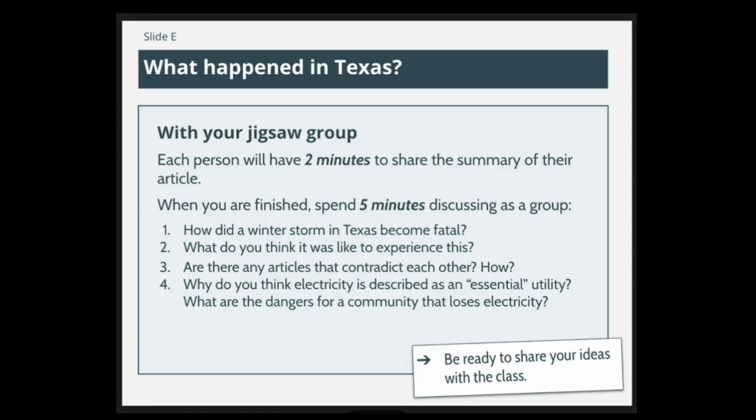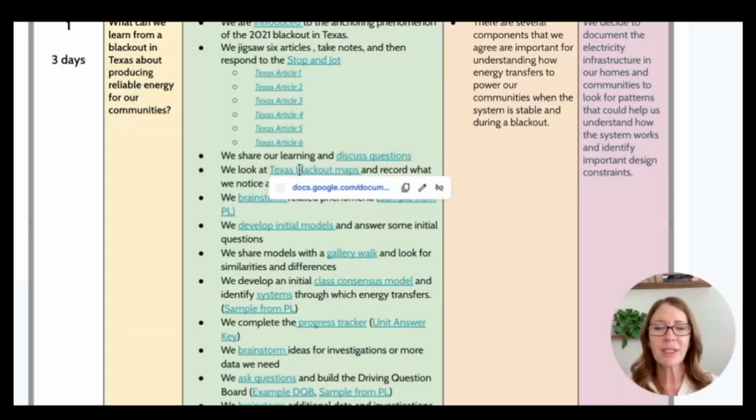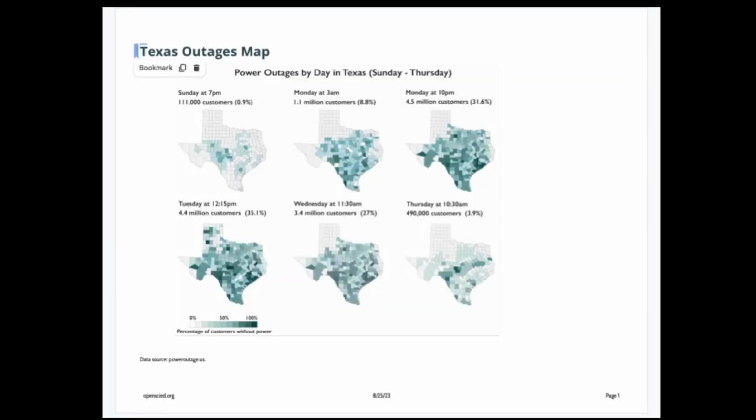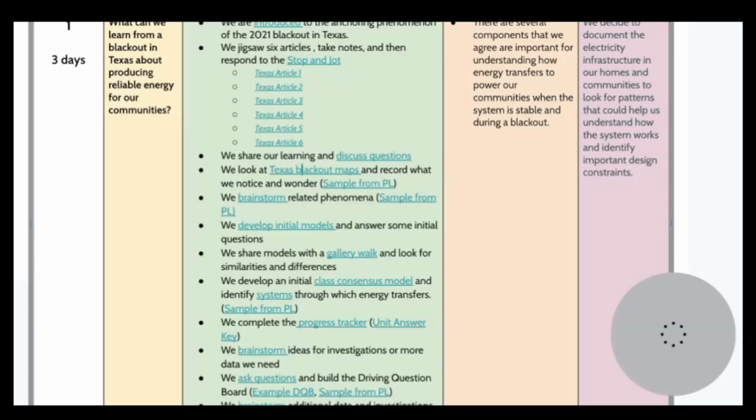And so each person will have 2 minutes in their small group to share about their article. And when they're finished, the group will talk about these 5 questions together. We look at a Texas blackout map and write down some noticing and wonderings. It definitely does not happen all throughout the state, some areas are more affected than others, and some have power out for a much longer time than others. And so this leads to some more curiosities.